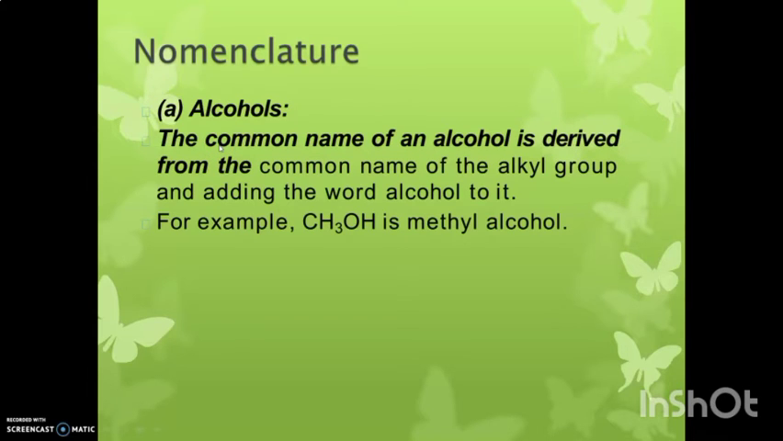Similar to haloalkanes and haloarenes, there are different methods to write the nomenclature, or the name, of alcohols. Those are the common name and IUPAC name. As with haloalkanes and haloarenes, first we'll check the nomenclature of alcohols. The common name of an alcohol is derived from the common name of the alkyl group, adding the word alcohol to it. For example, CH3OH. This CH3 group is methyl, and with OH we have to add alcohol. So it is methyl alcohol.